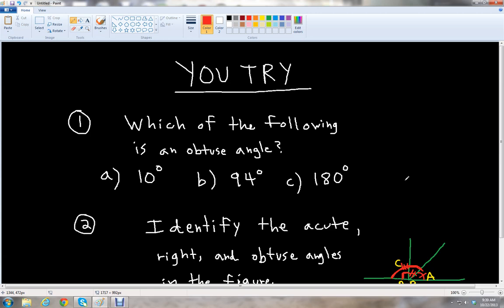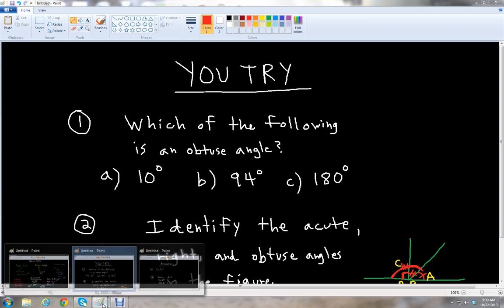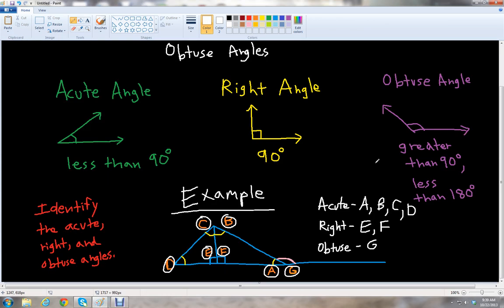Okay, so let's go over the answers. The first problem asks which of the following is an obtuse angle. And so we need to review the definition of obtuse angle. So obtuse angle says the angle is greater than 90 degrees and less than 180 degrees. So it has to be between 90 and 180 degrees, but cannot be equal to 90 or 180.